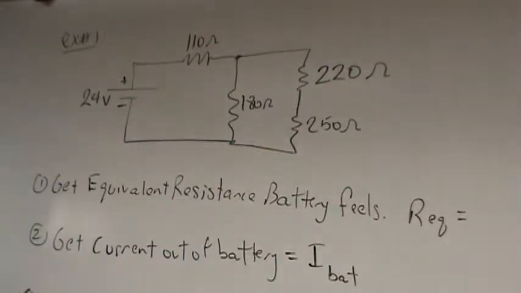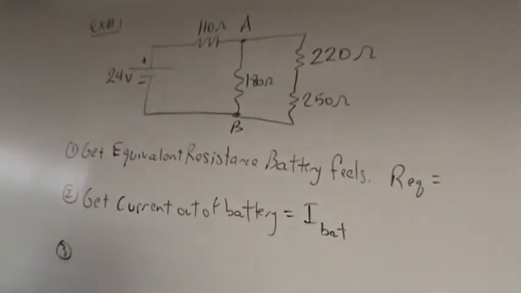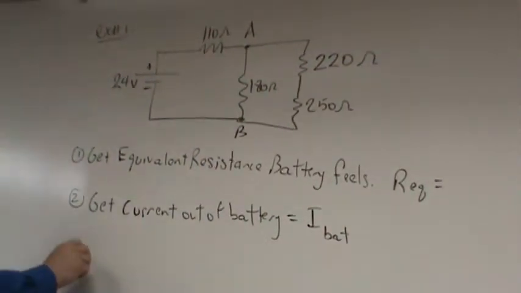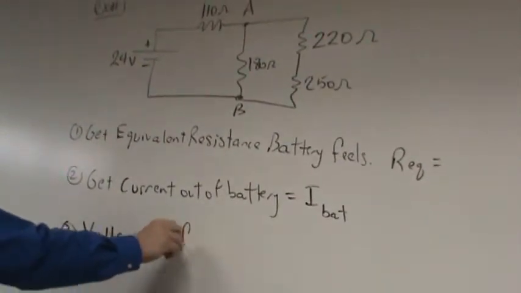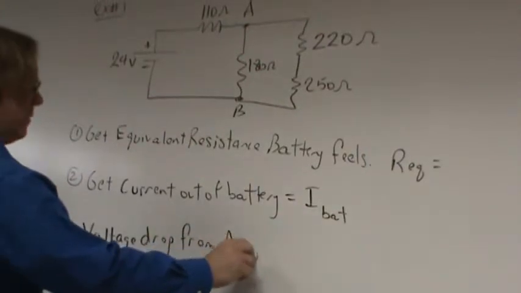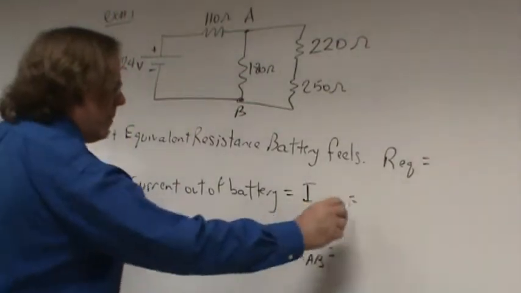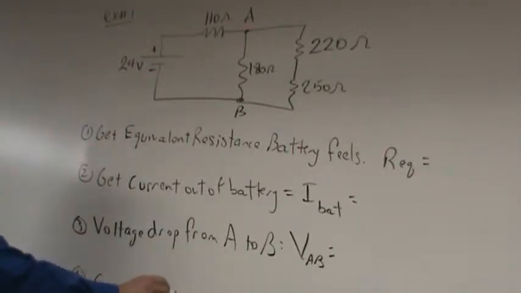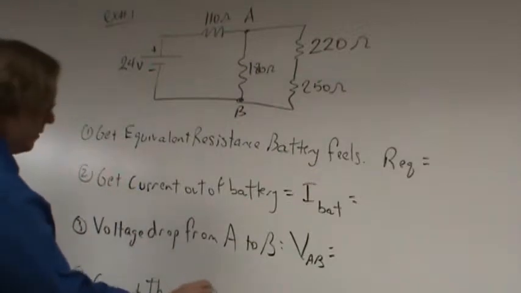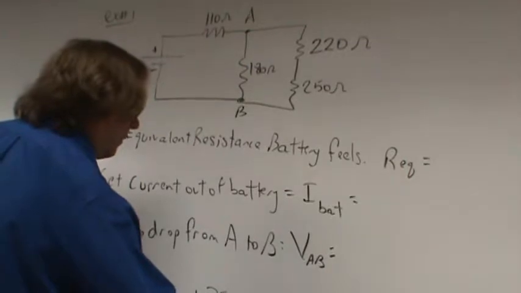The third thing we're going to get is, please designate this point as point A and designate that point as point B. And I'm going to get the voltage drop from A to B, which I'm going to call V sub AB. And then the last thing you're going to get is the current through the 250 ohm resistor, which I'll call I sub 250.